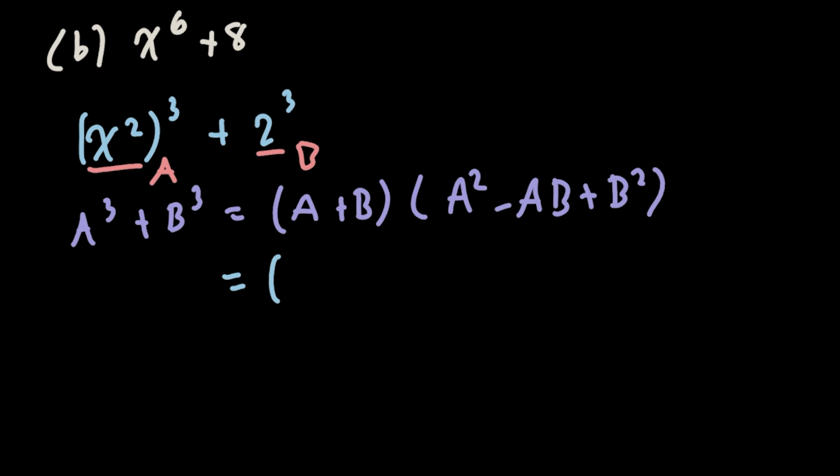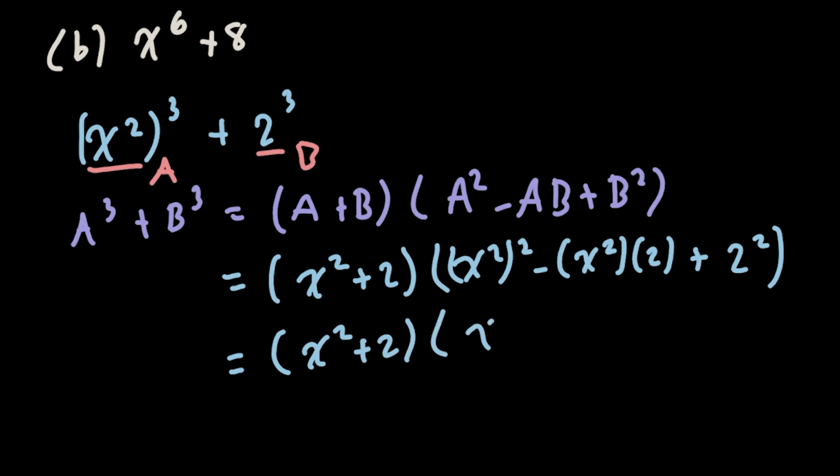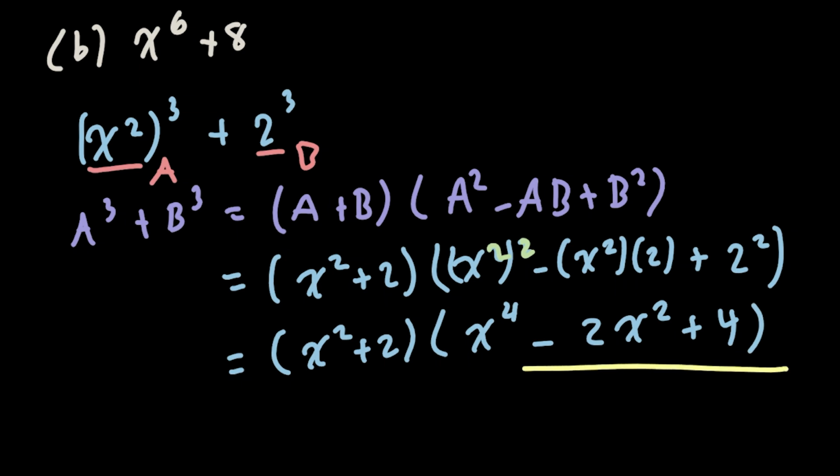So we'll just substitute. We will have here a, which is x to the power 2, plus b, which is 2, and here x to the power 2 all to the power 2 minus x to the power 2 multiplied by 2 plus 2 to the power 2. Now we can simplify it. Let's simplify it together. We'll have x to the power 2 plus 2 multiplied by x to the power 4. We just multiply this power here and this power here. Then minus 2x to the power 2 plus 4, because we have 2 to the power 2, and this is the last solution.